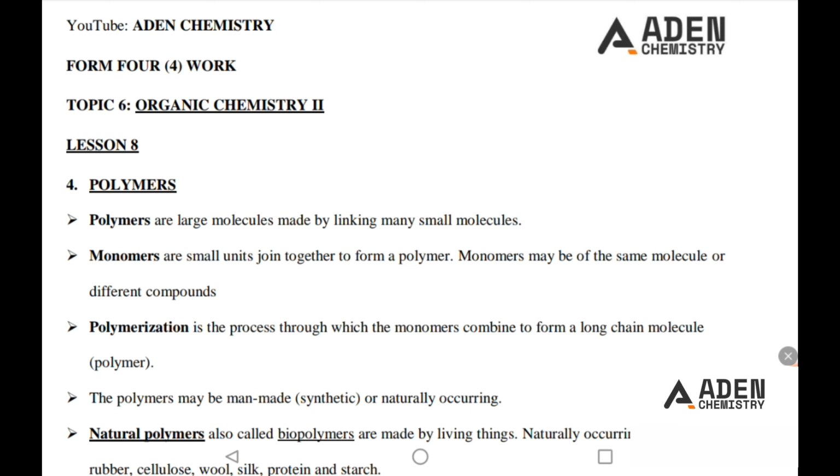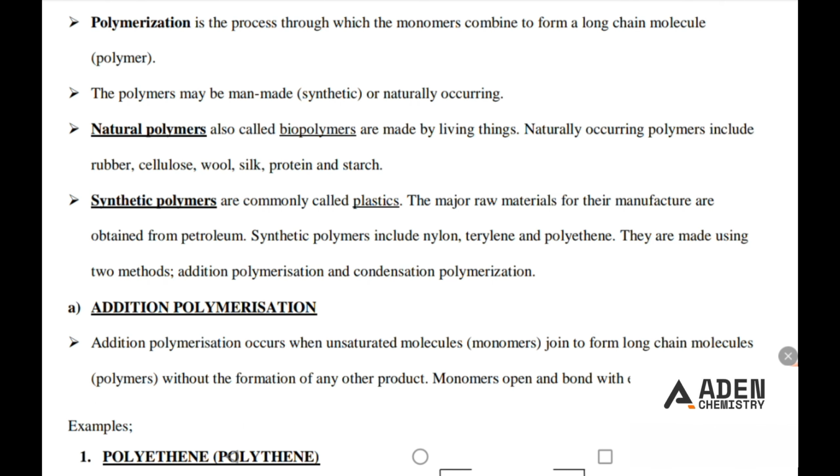Next, let's see the definition of polymerization. What is polymerization? Polymerization is the process through which the monomers combine to form a long chain molecule known as a polymer. Polymers may be man-made, that is synthetic polymers, or naturally occurring polymers. Natural polymers, also called biopolymers, are made by living things.